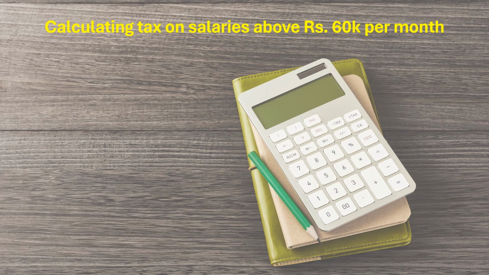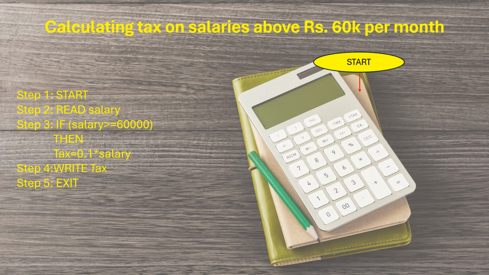Our next program is to calculate tax on salaries that are above 60,000 per month. So let's start. Step 1, start, then read salary. If salary is greater than or equal to 60,000, then a tax of 10% would be applied to it, which makes up 0.1 multiplied by the salary. We output the tax and then exit.